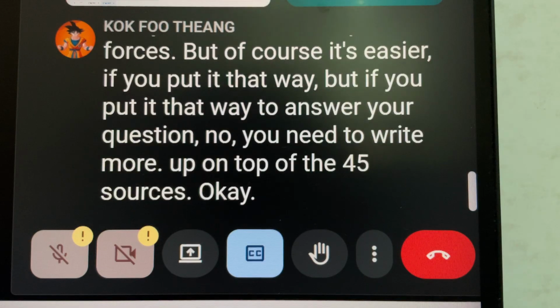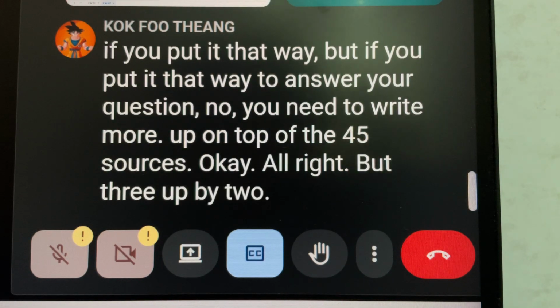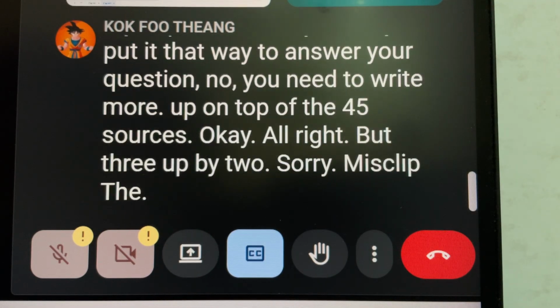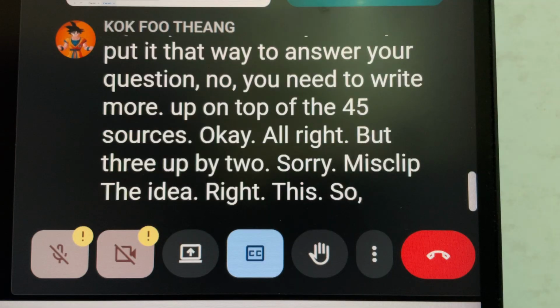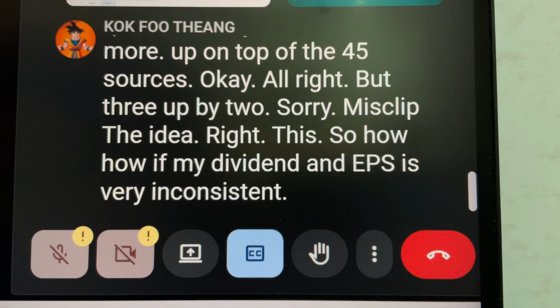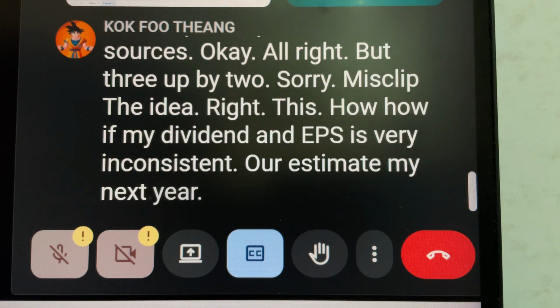Okay, alright. Part 3, what is that? Sorry, misclick. What else is there? Wait. This. So how if my dividend and EPS are very inconsistent? How do I estimate my next year EPS?